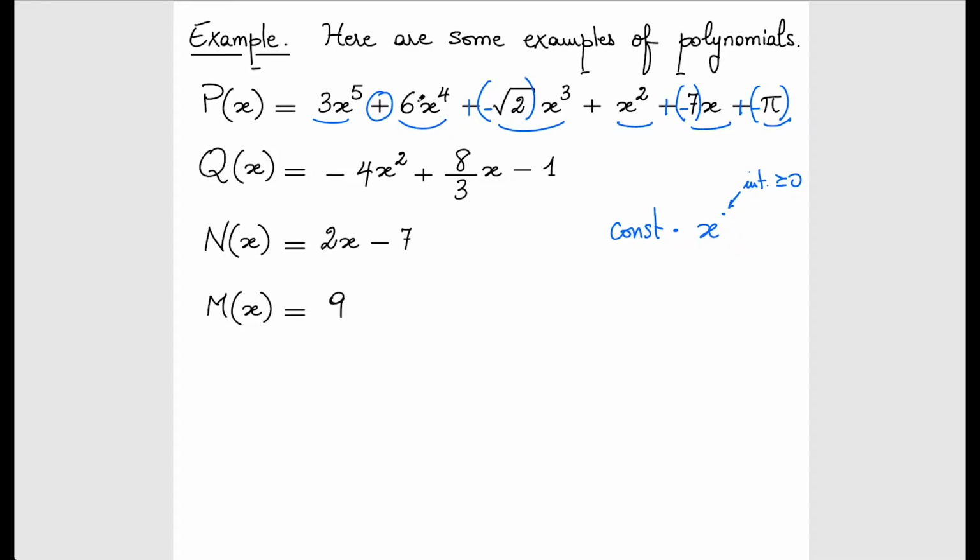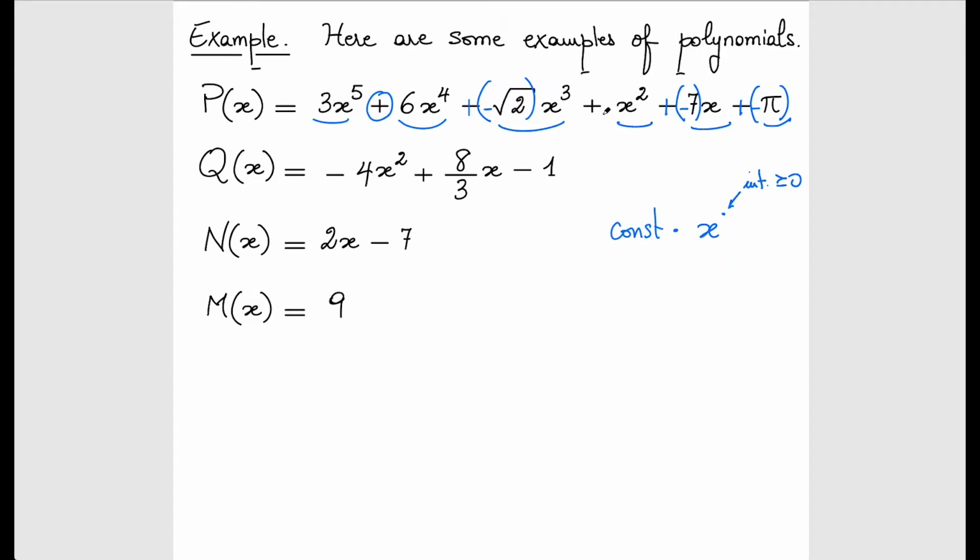Next, for the second term, does it look like a constant times x to an integer greater than or equal to 0? Yeah. 6 is a pure constant. And here, the exponent is 4, right? Which is clearly an integer greater than or equal to 0. So this term is okay as well. How about the third term? This is also of the form constant times x to an integer which is greater than or equal to 0, in this case 3. Correct? And so on and so forth.